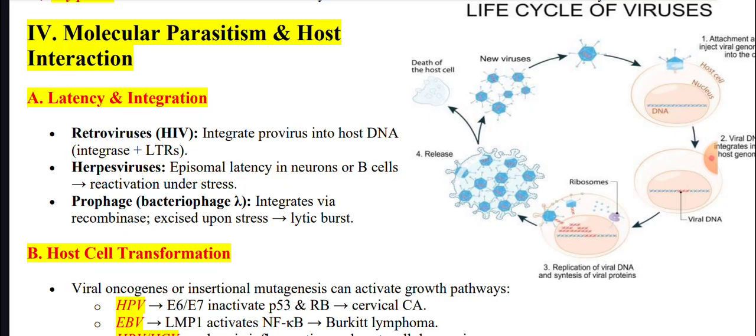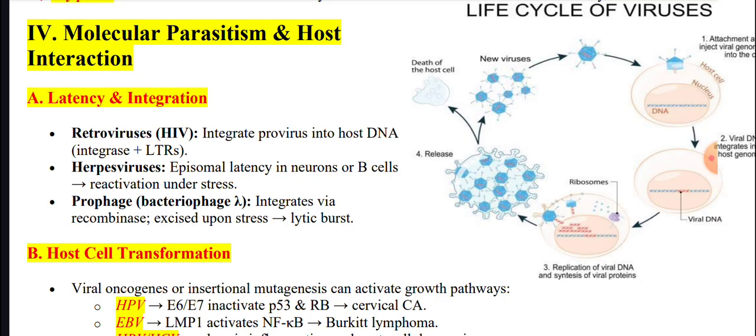Once integrated, the viral DNA just sits there. Every time the host cell divides, the provirus gets copied along with the host's own genes. It's passed down to all daughter cells, essentially becoming part of the cell lineage, waiting for a signal to reactivate. So the virus becomes a hidden passenger, inherited by the cell's descendants. What's the other main hiding strategy? That's episomal latency.